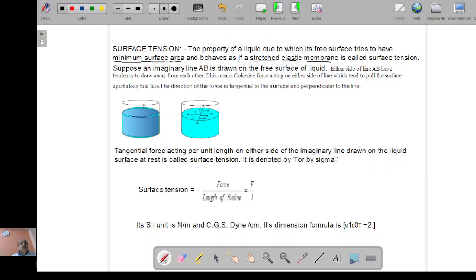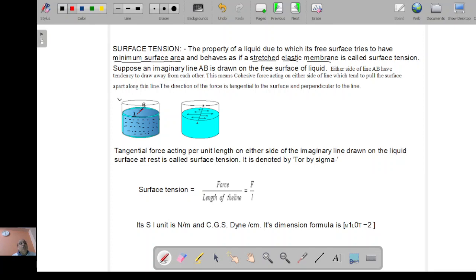Now here we have a cylinder. In this cylinder we have liquid, and this liquid has a surface, the topmost surface. Suppose on this surface we draw an imaginary line AB. And this line will have so many molecules.